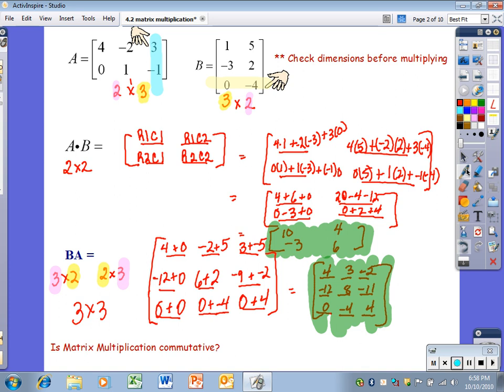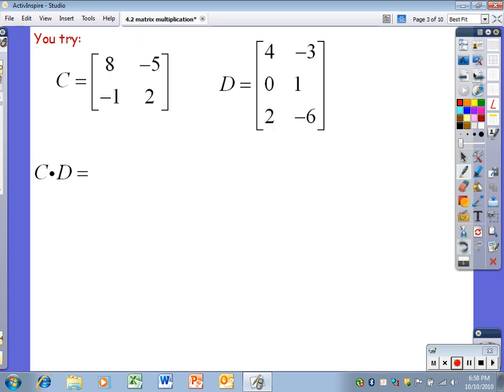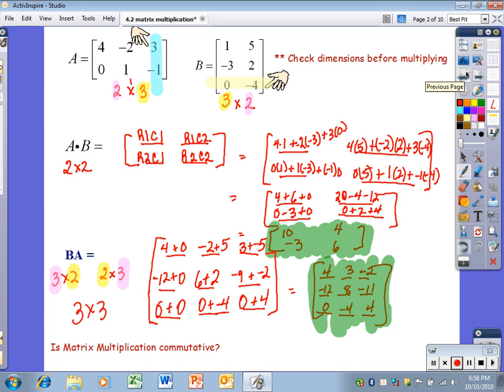So it's going to take some practice, and you're going to have to use your fingers, and you're going to have to move them and touch your products and write them down. So let's go back here a sec. When I take A times B, is that the same as taking B times A in matrices? Did I get the same two matrices?